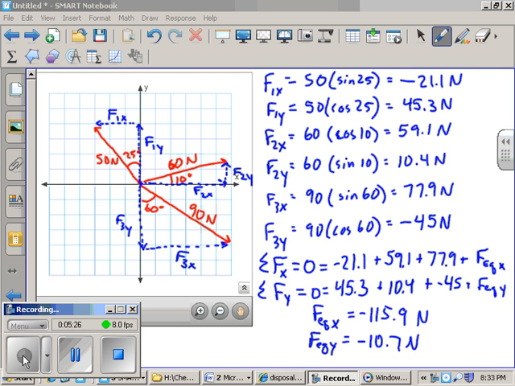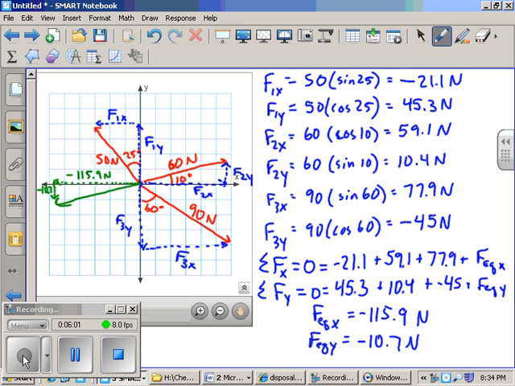Okay, hopefully you got the same thing as me. Hopefully I didn't make a mistake. But I calculated that the equilibrant in the x direction must be equal to negative 115.9 newtons. That would make the x dimension of this equilibrant negative 115.9 newtons. And the y was a negative 10.7. Oops, I can't hardly read that, I apologize. So the equilibrant then is actually in that direction.